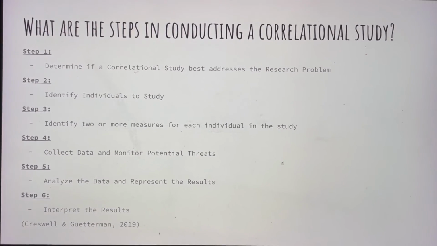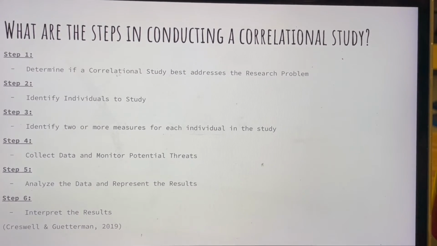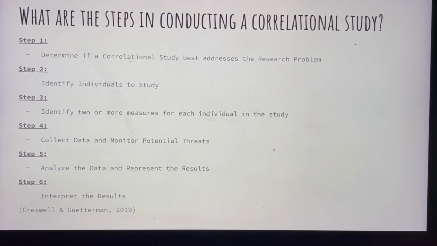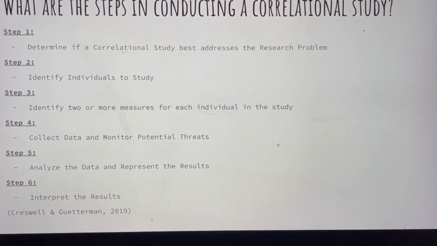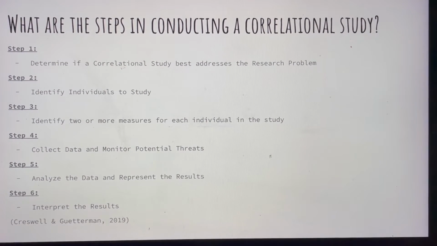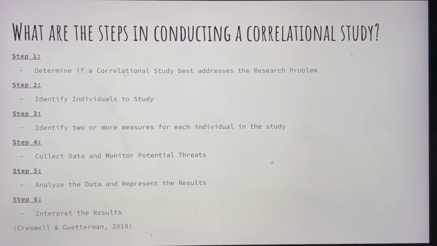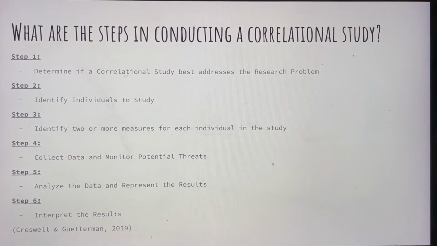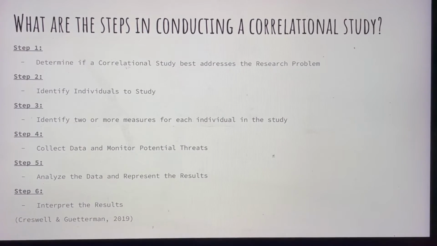So what are the steps in conducting a correlational study? Step 1, the very first thing you're going to do is determine if a correlational study best addresses your research problem. Step 2, you're going to identify individuals to study. Step 3, you're going to identify 2 or more measures for each individual in the study. Step 4, you're going to collect the data and monitor potential threats. Step 5, you're going to analyze the data and represent the results. And step 6, you're going to interpret the results.